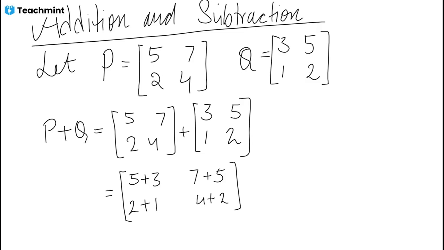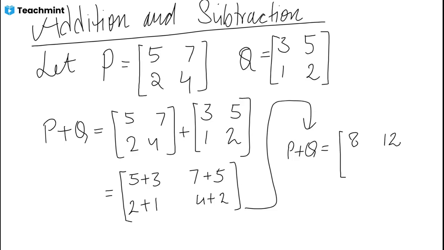So we have P plus Q equal to 8, 12, 3, 6. This is P plus Q. Similarly, we subtract. Shall I do subtraction or you got it? No, I got it. Okay. So now let us do multiplication.